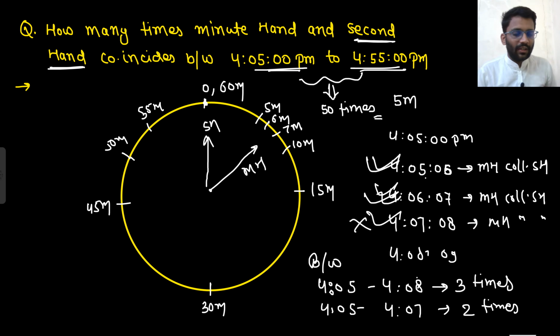Did you understand this question? I hope you have understood this question clearly, right? In every minute it is colliding, so 50 times.